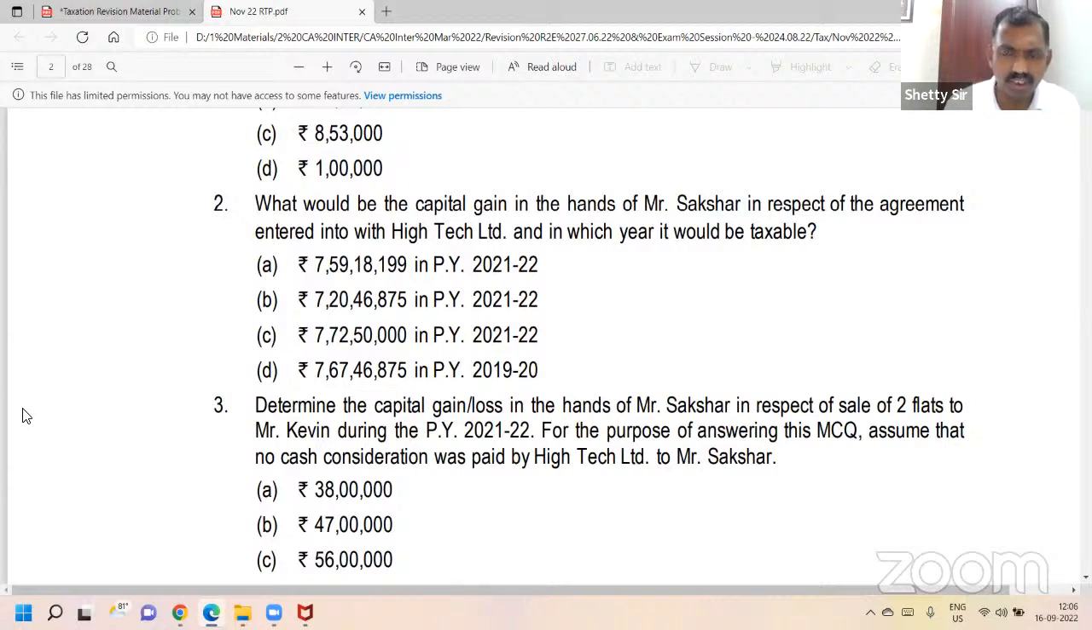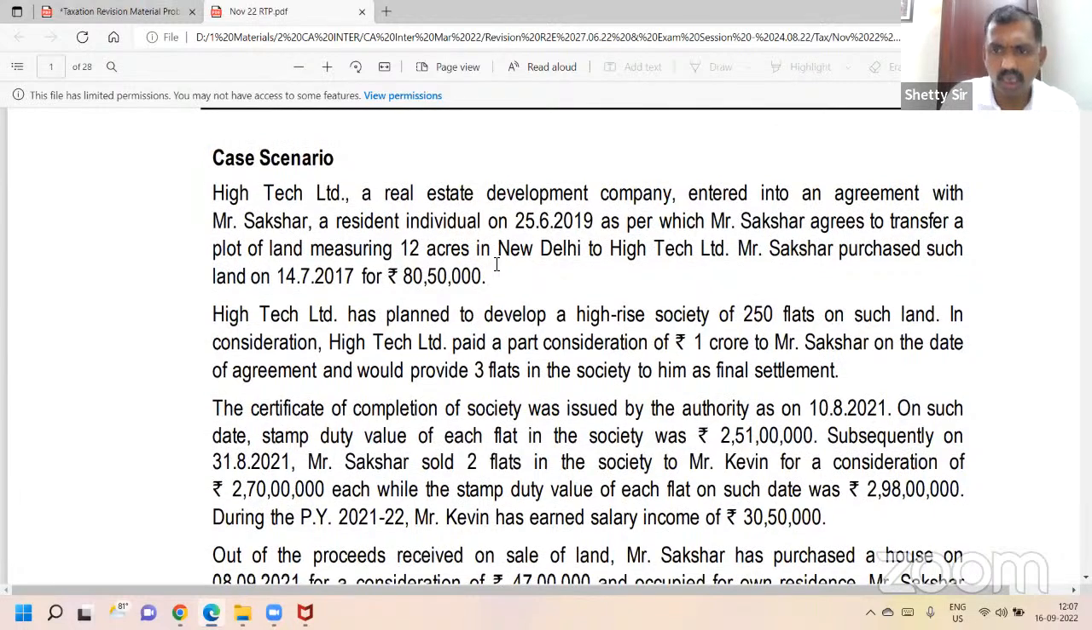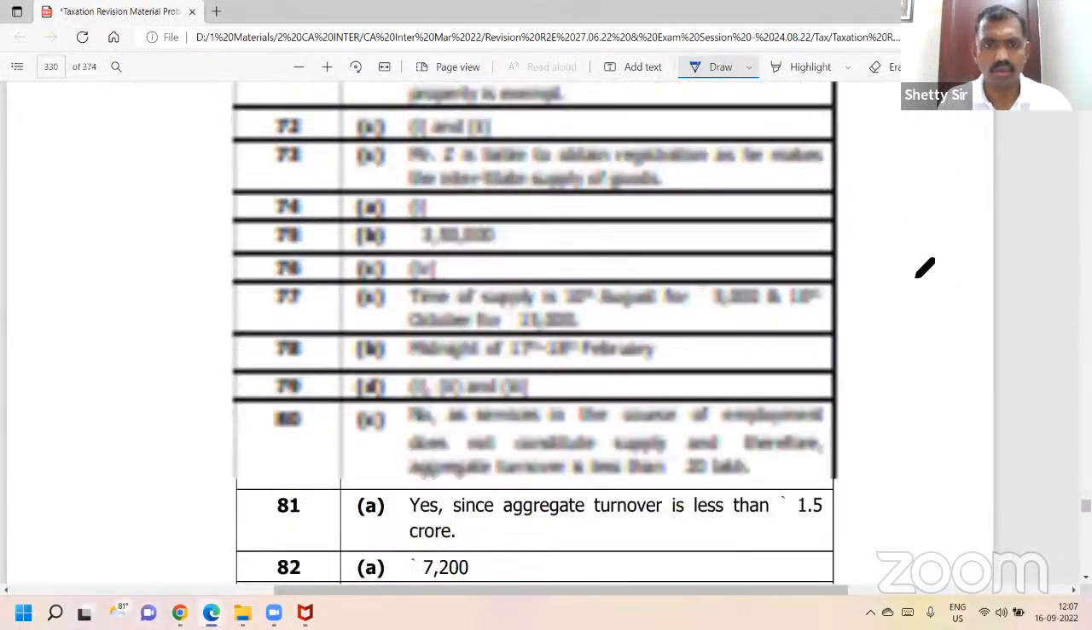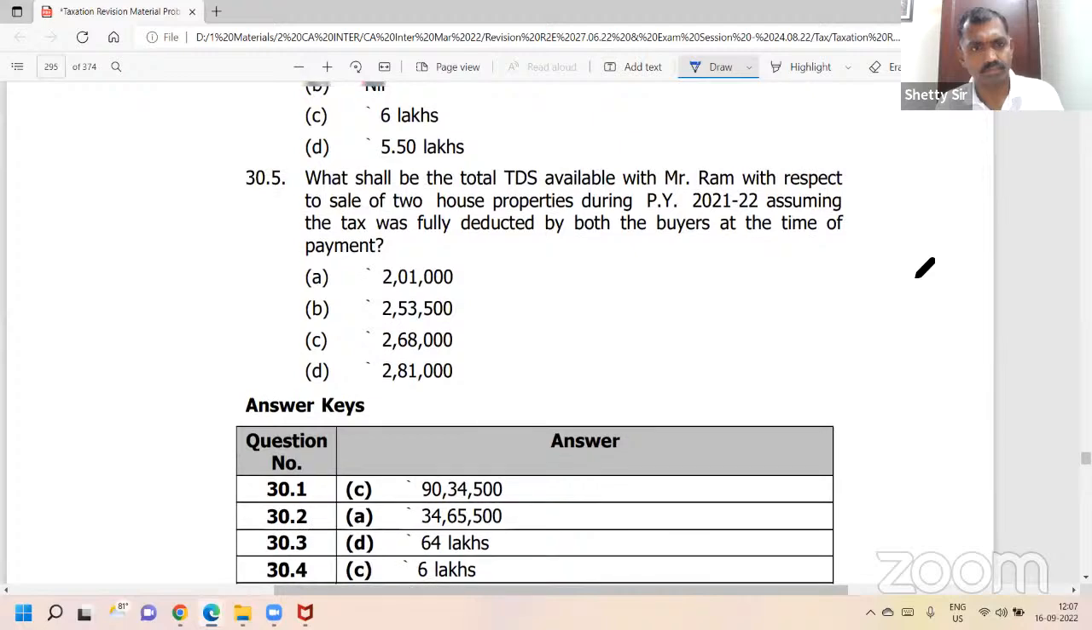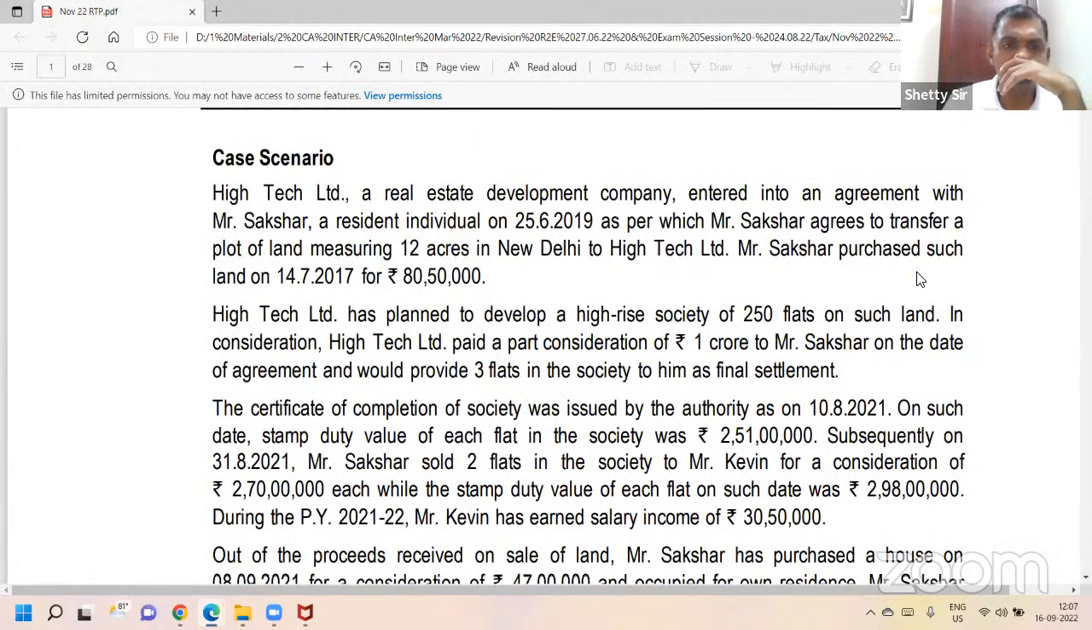Taxable. Question number 2. Taxation is in the year of obtaining CC. If you know the theory, it is very easy. Taxation in the year of obtaining the completion certificate, that is 10th August 21. Previous year 21-22, easy. Yes. So next, continue. It being STCG, we already wrote that.